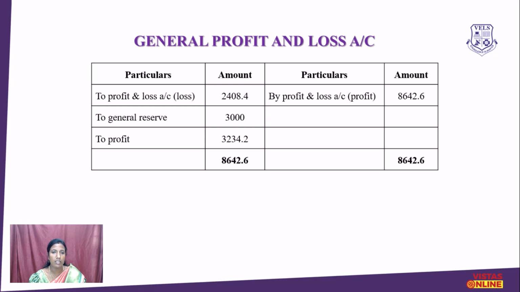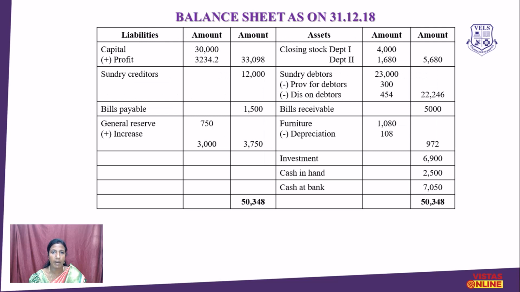So the general reserve is 3,000, already mentioned in this problem. To profit is the overall difference, 3,234.2, that is the profit. So overall total in both the sides is 8,642.6. So that is the balance sheet.